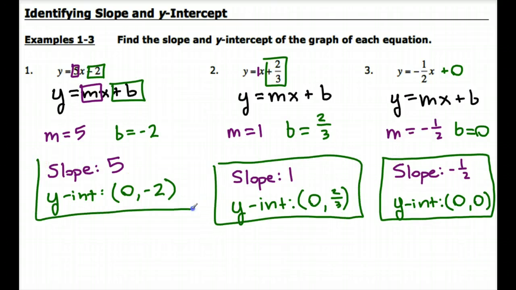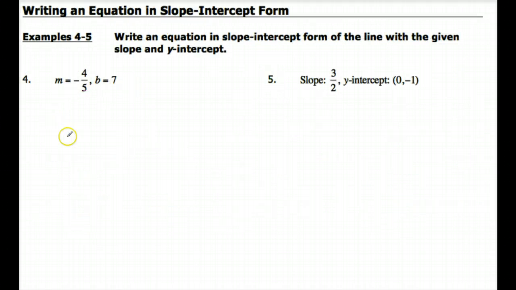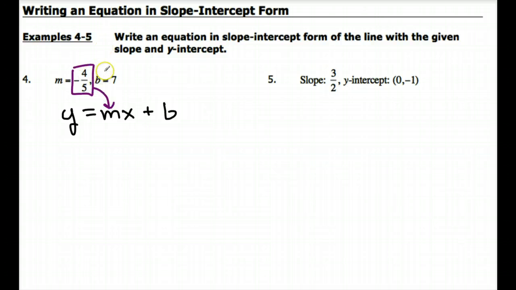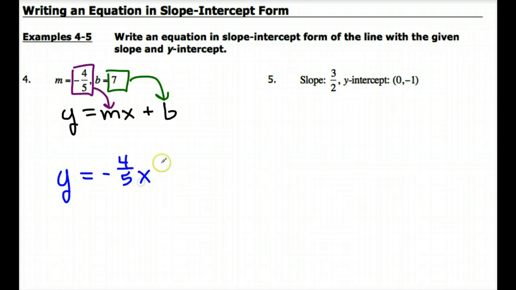So this line would be crossing at the origin. Okay, so that's how you identify slope and y-intercept when you're given an equation in slope-intercept form. Now in examples 4 and 5, we're going to do the opposite. This time I'm going to give you the slope and the y-intercept, and you're going to write the equation. So number 4, I'm telling you that the slope, or the m value, is -4/5, and the b value is 7. So to write an equation in slope-intercept form, you need to have it in this format, y equals mx plus b. So we're just going to plug in this m value of -4/5 for m down here, and this b value of 7 right here, and you're going to get the equation y equals -4/5 x, don't forget your x there, plus 7.